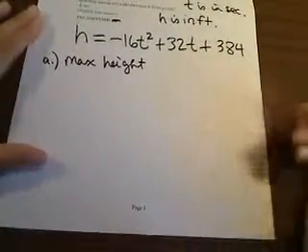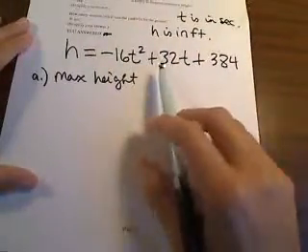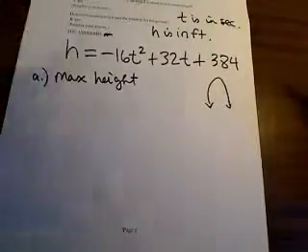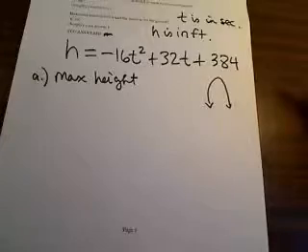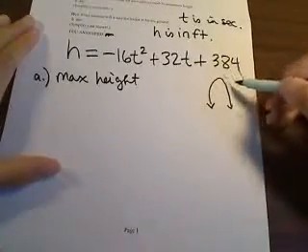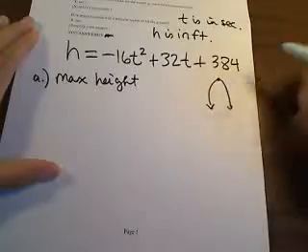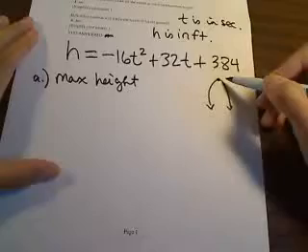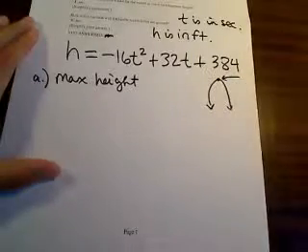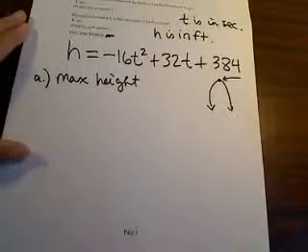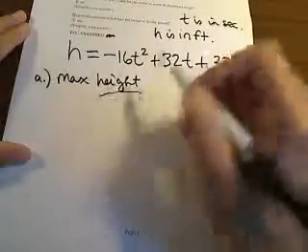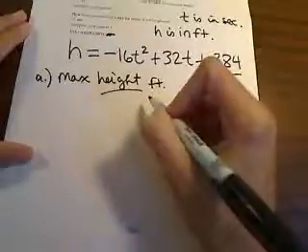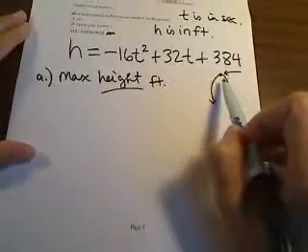If you just look at this, this is a concave down parabola, so it's going to have this kind of a shape to it. When you're launching a rocket, it's going to go up and then come down, and it's going to have a peak point right here. That peak is going to be the vertex, the highest point that it's going to reach. So to answer the question of the maximum height, in feet, we need to find the h coordinate of this vertex.